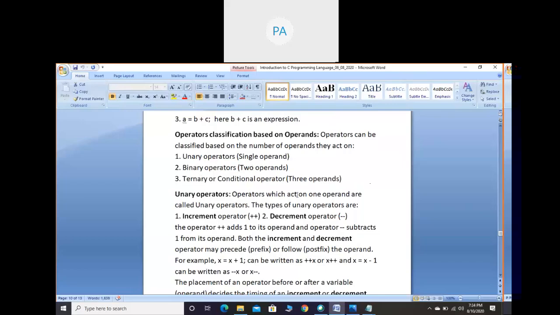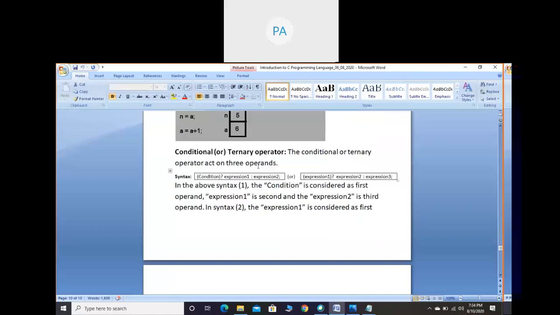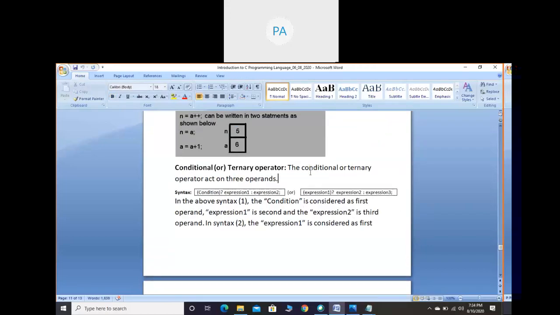Okay, we will move to the conditional operator. The conditional or ternary operator acts on three operands. Here an operand can be a variable, a constant, or an expression. Whenever we come across an operand, we can consider three things: variable, constant, or expression. In some cases, in one equation or expression, we come across all three: variables, constants, and expressions. Now this is the general form.